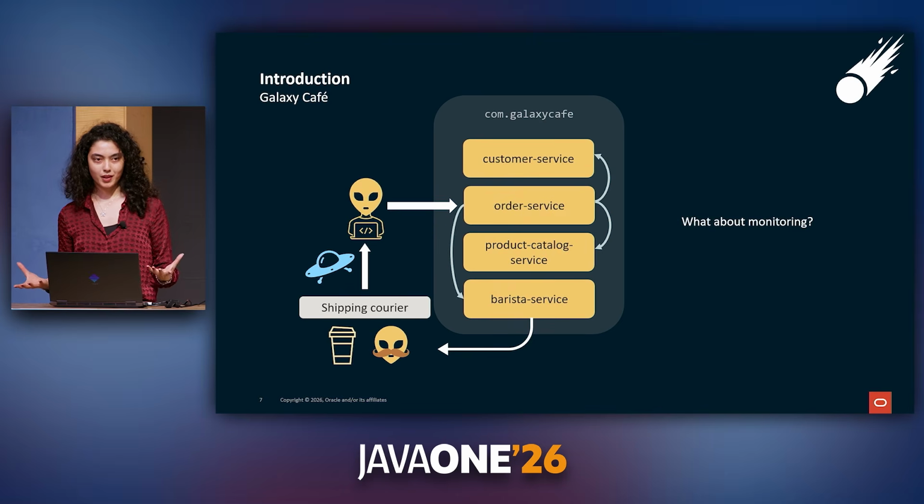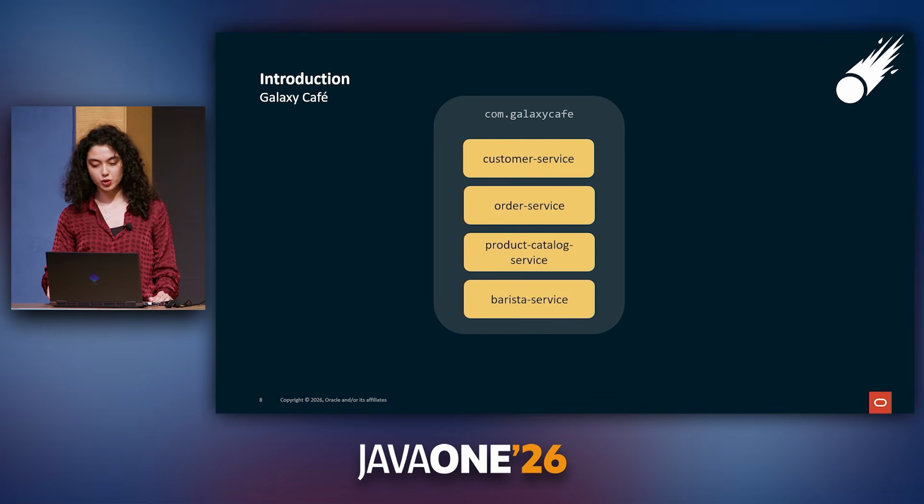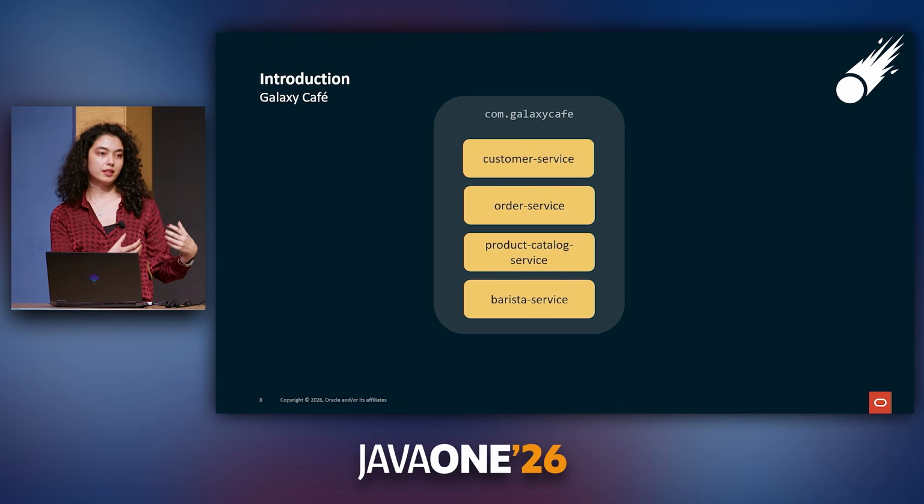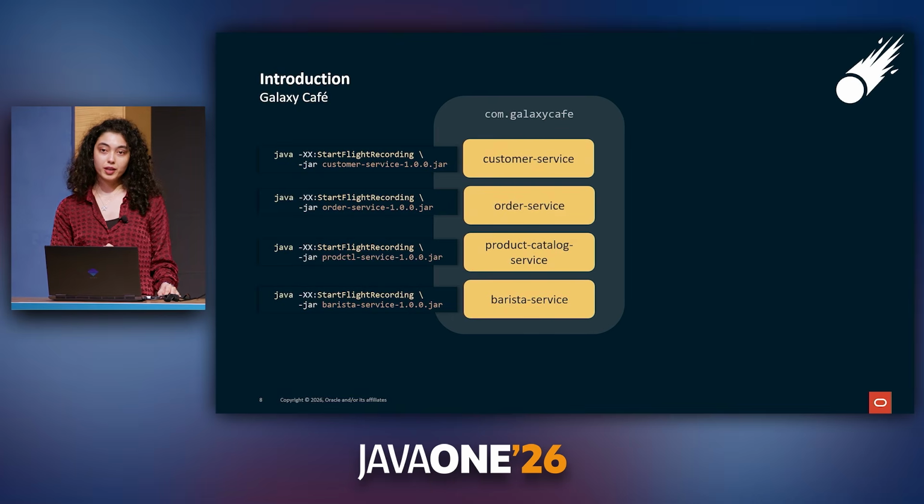What about monitoring? How can we help our alien friends with this? Well, of course, we will do this with JFR, and JFR is the low overhead monitoring feature of the JDK that emits events from the JDK, JVM, and the application itself. And one common way to use it is with the start flight recording flag. And this directly starts the recording when the JVM starts.